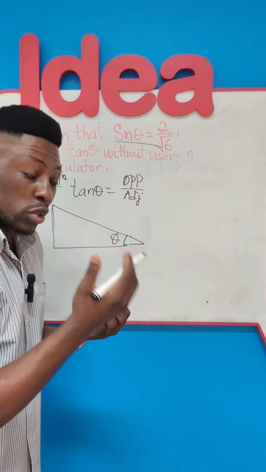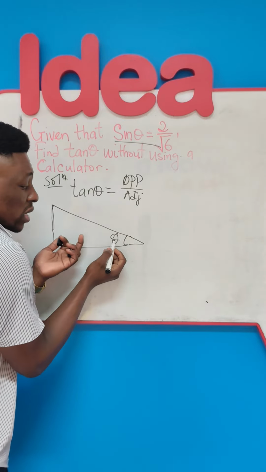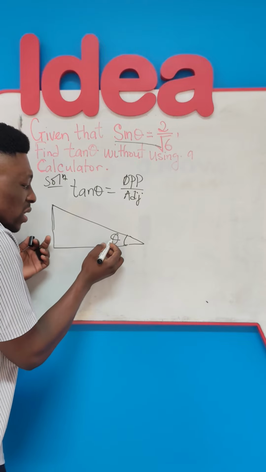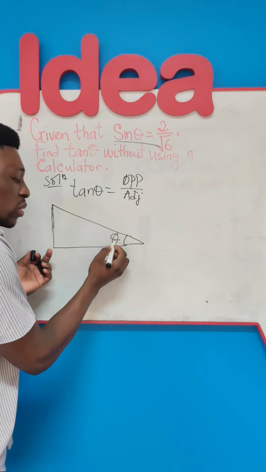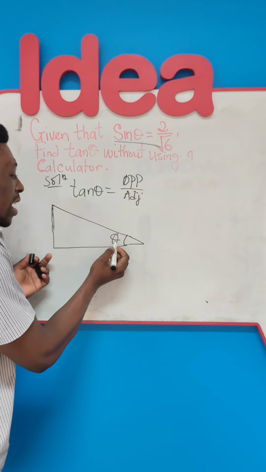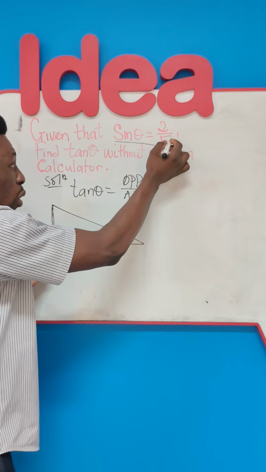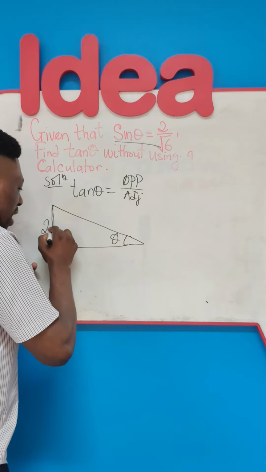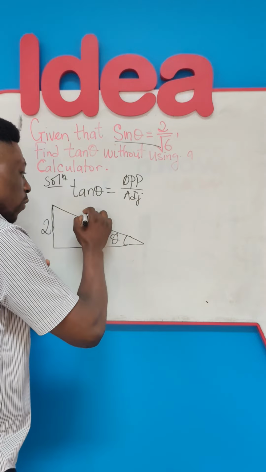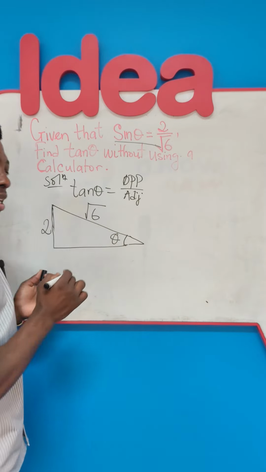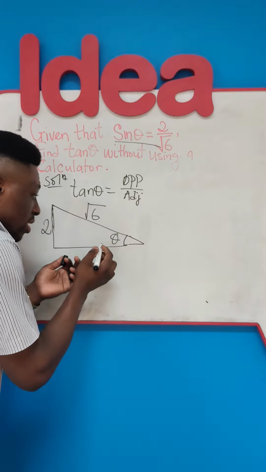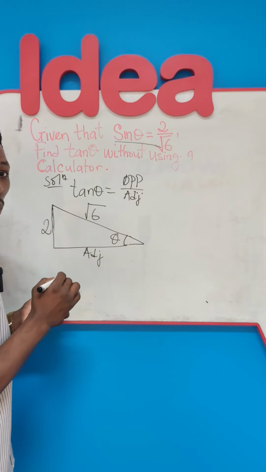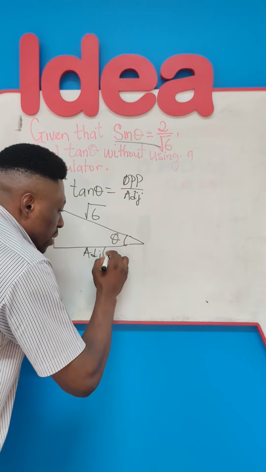For those of you who are still struggling with what is the opposite side to an angle and what's the adjacent, as the name says, the opposite is the side which is opposite to the angle. So sine theta equals 2 on root 6 means 2 here stands for the opposite, and then root 6 here should stand for the hypotenuse. With this, we can clearly see that this is the only missing side here, which we have to look for. Let it be whatever, let it be y.